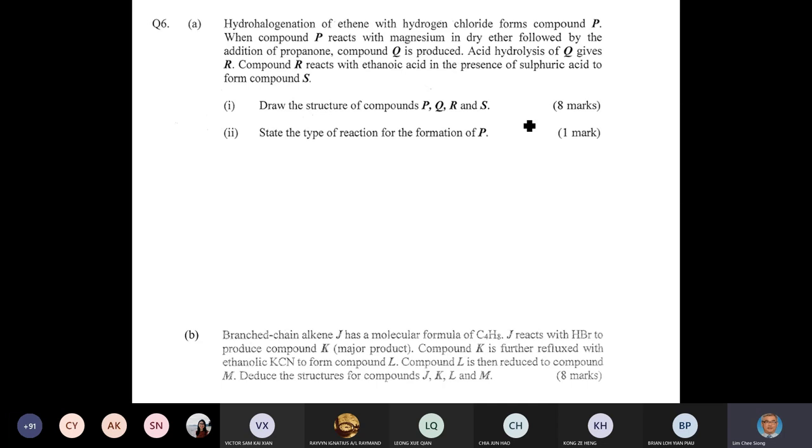Sometimes the student, when you do this one, they will panic. I say, don't panic first. You draw out the reaction scheme. For example, hydrohalogenation of ethene. Then you draw ethene with hydrogen chloride, HCl, to form compound P.